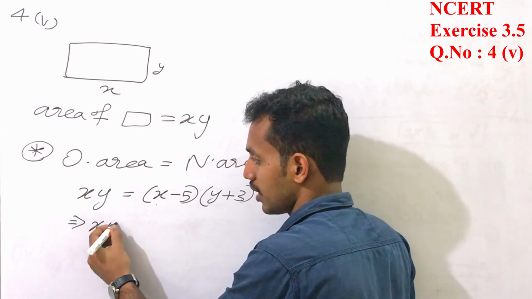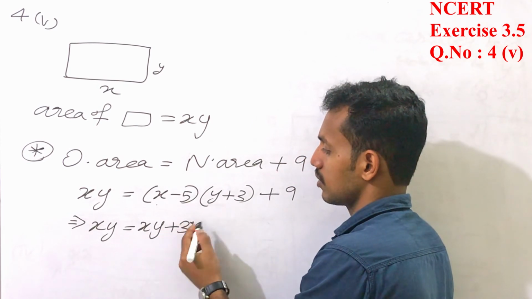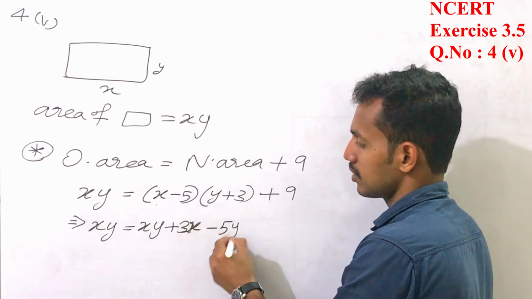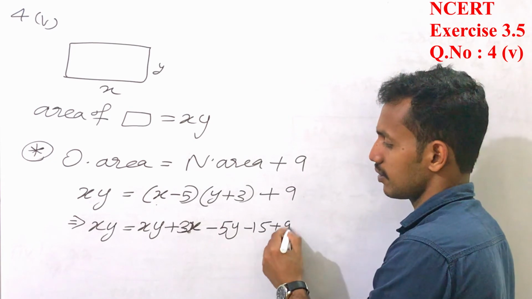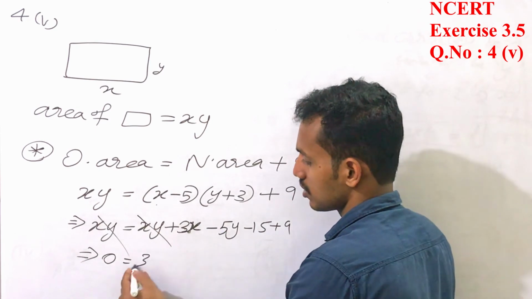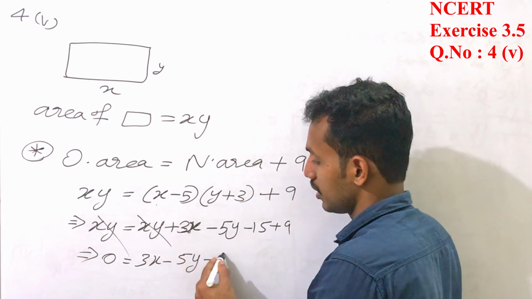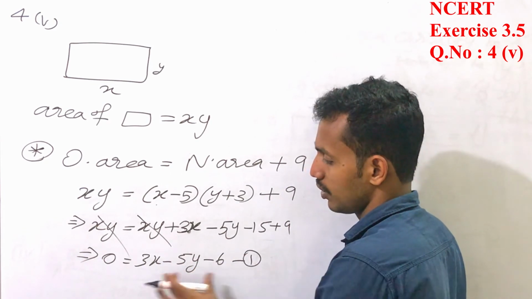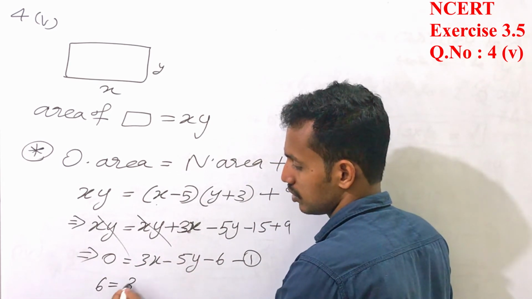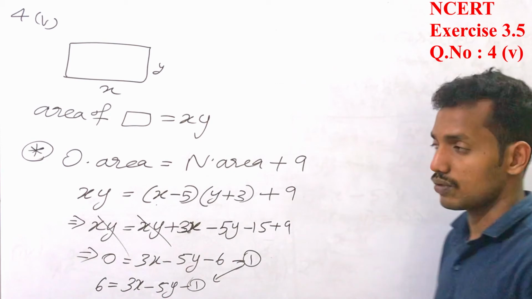That implies xy is equal to, distributing it, xy plus 3x minus 5y minus 15 plus 9. xy cancelled, implies 0 is equal to 3x minus 5y minus 15 plus 9, which is equal to minus 6. Equation number 1. Or you can write as, taking the 6 over here, 6 is equal to 3x minus 5y. Equation number 1. Both are equal. So the first equation we have.